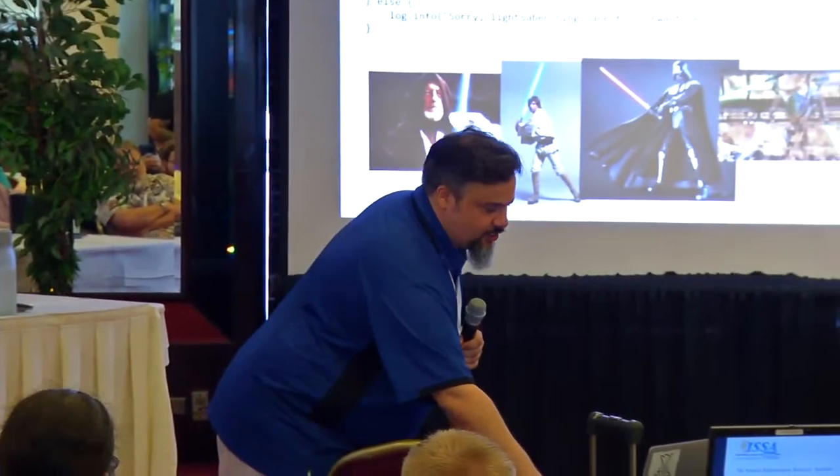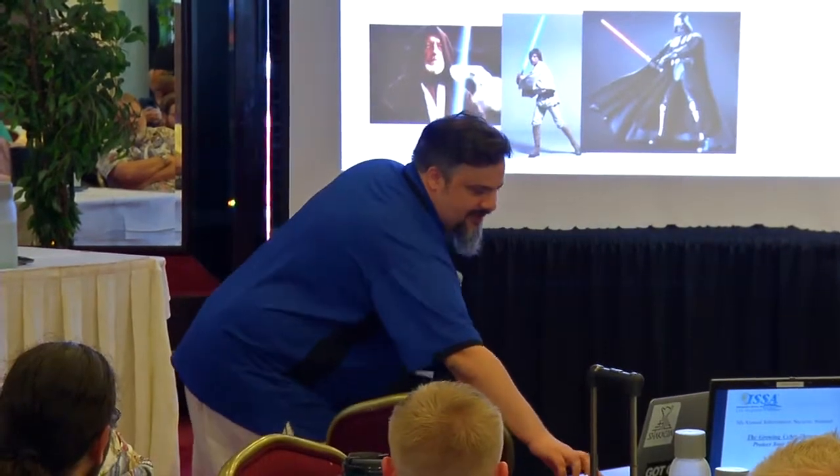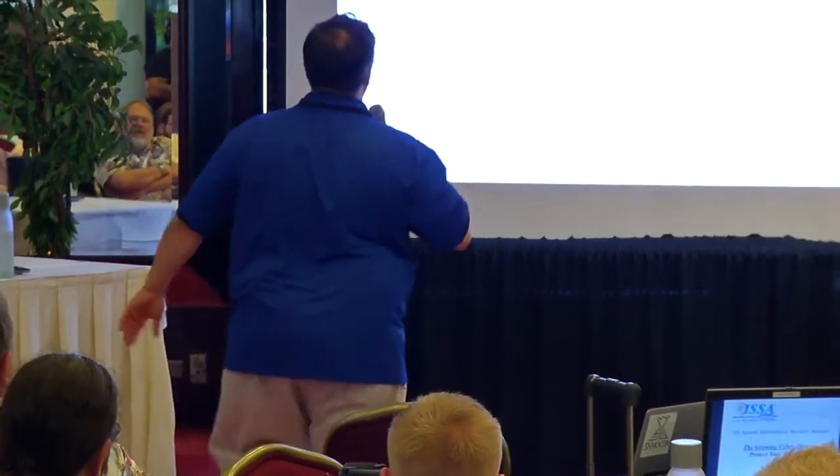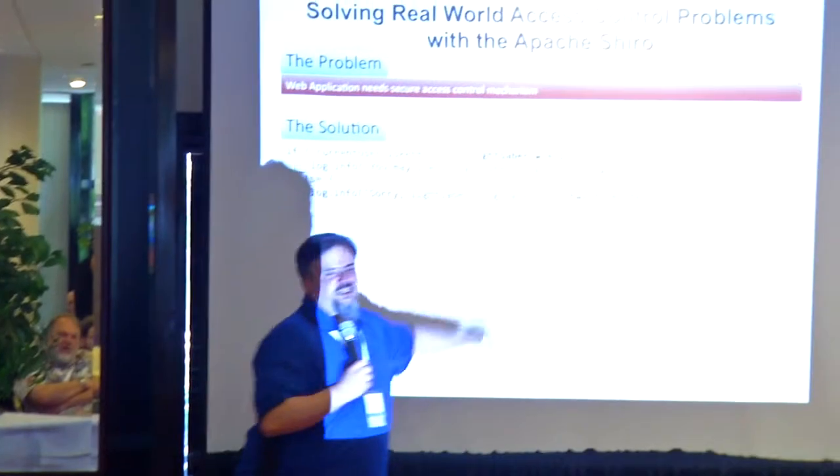Ready? Regression test. Unit test. Push it live, 10,000 places, and hope you didn't break anything. That's the problem with role-based access control. So what we need is something better. We need permission-based access control.